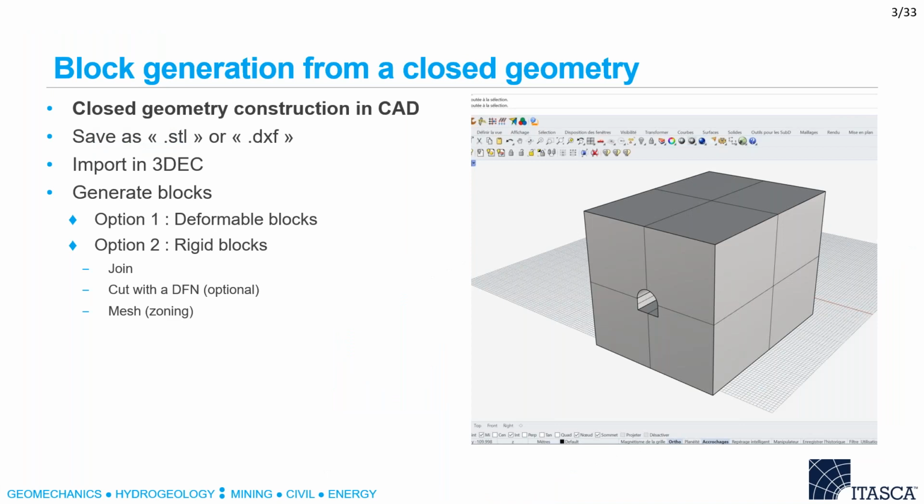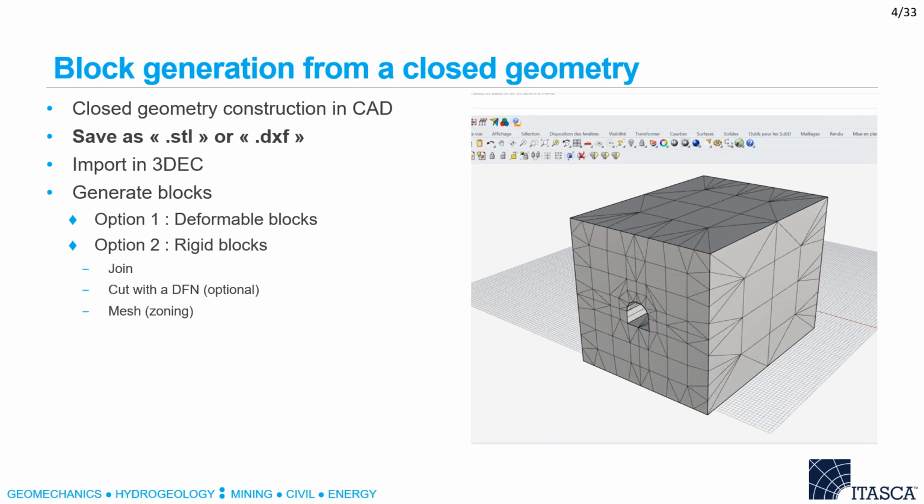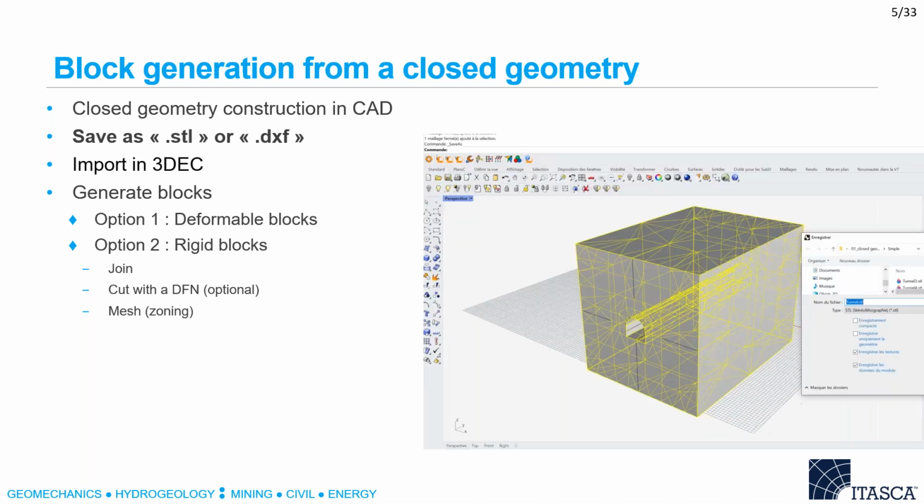So we start now by talking about generating a block model from a closed geometry. For example, we can define a geometry in a CAD software, for example, Rhino here, then save it in STL or DXF format, and then we can import it in 3DEC.